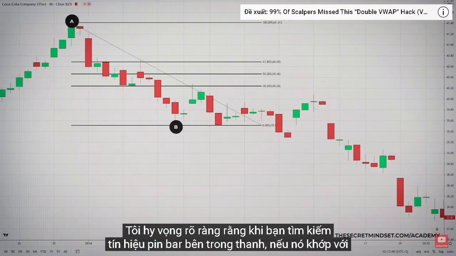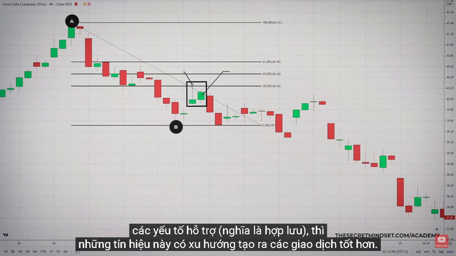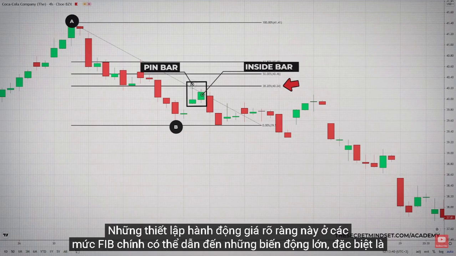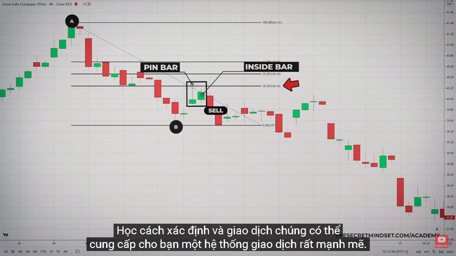I hope it's clear that when you look for the pin bar inside bar signal, if it matches up the supporting factors, meaning the confluence, these signals tend to make better trades. These obvious price action setups at major Fib levels can lead to huge moves, especially on higher time frames. Learning how to identify and trade them can give you a very powerful trading system.